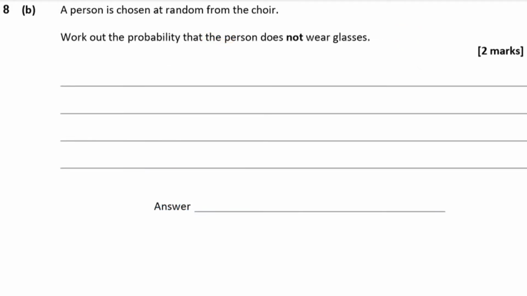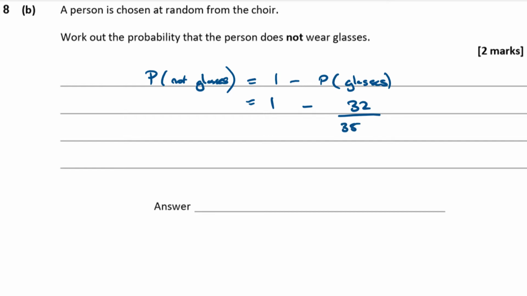Part B says a person is chosen at random from the choir. Work out the probability that the person does not wear glasses. So probability of not glasses, that's 1 minus the probability that they are wearing glasses, isn't it? Okay, which is 1 minus, we know that there were 32 people who wore glasses in the choir, and there is a total number of people of 35 men and 48 women, isn't it? Okay, so that's 1 minus 35 plus 48.